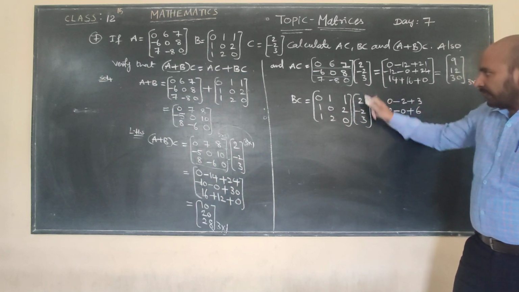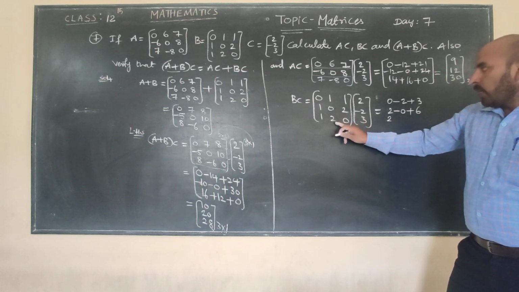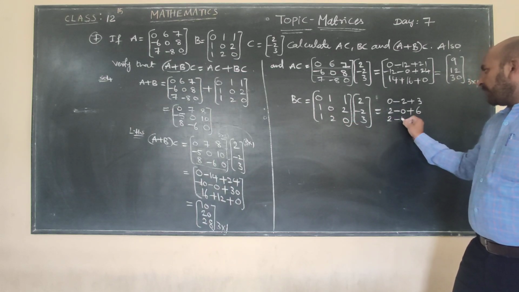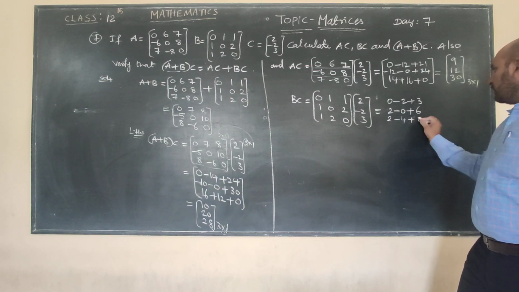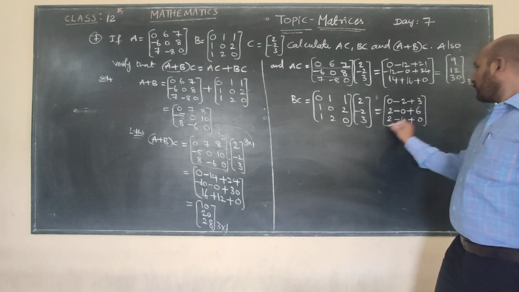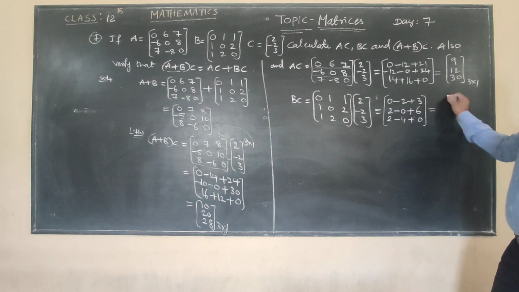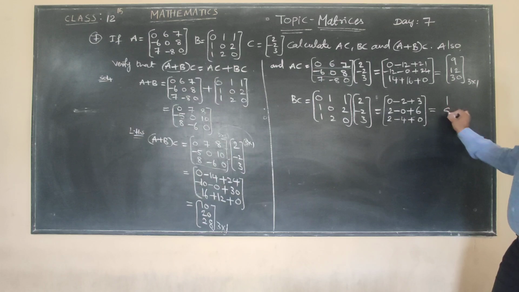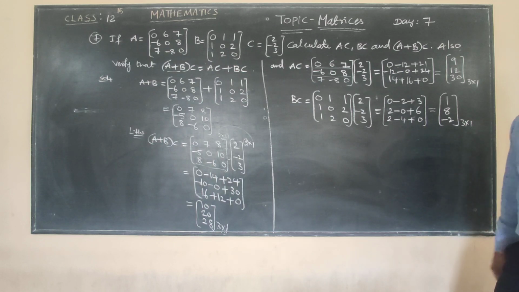Now third row element multiplied with first column, 1 into 2, which is equal to 2. 2 into minus 2, that is minus 4. 0 into 3 plus 0, which is equal to minus 2 plus 3, 1. 2 plus 6, 8. 2 minus 4, minus 2, which is also 3 cross 1.